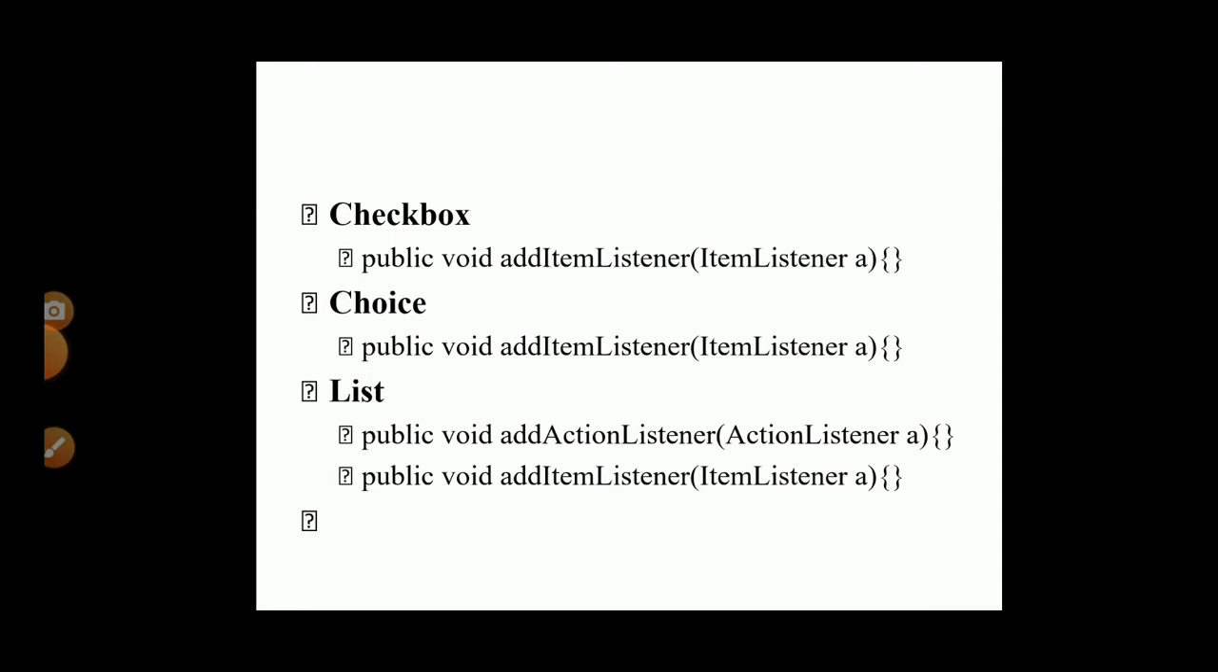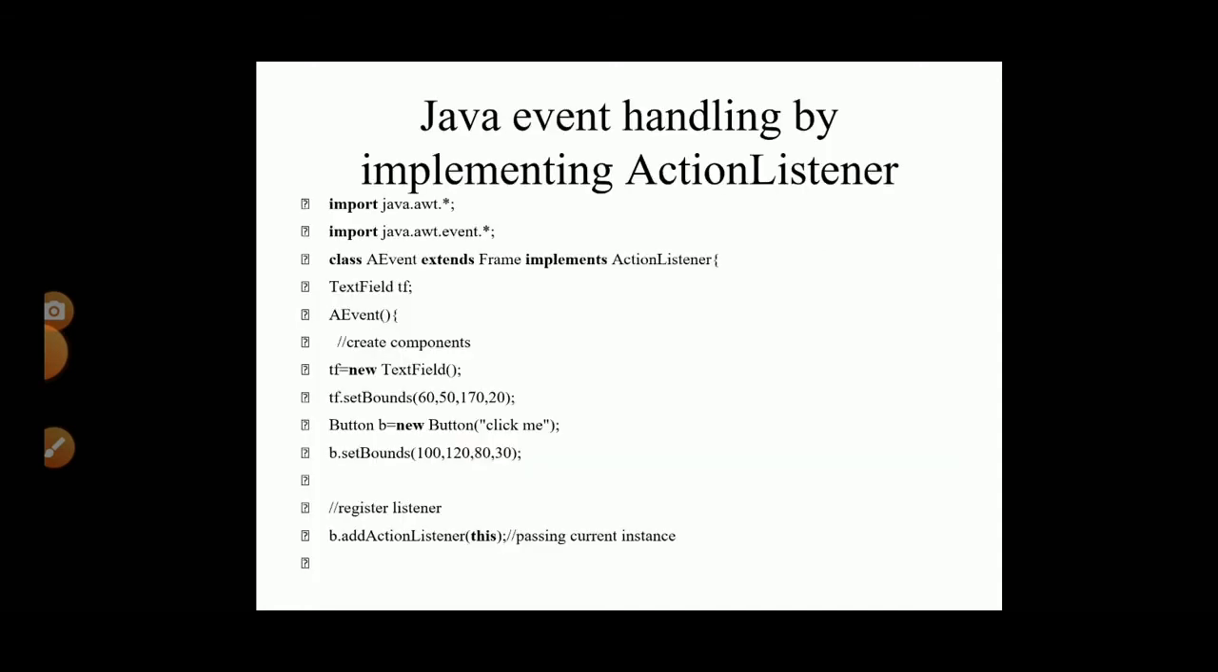For the checkbox, you have to use ItemListener. For adding the item listener, you have to use addItemListener. For choice box, you have to use ItemListener, and the function used is addItemListener. For the list, you can use ActionListener as well as ItemListener. For adding the action listener, you have to use the addActionListener method, and for adding the item listener, you have to use the addItemListener method.